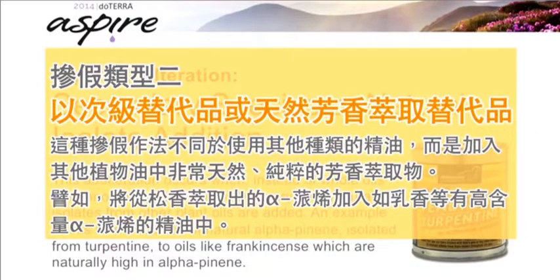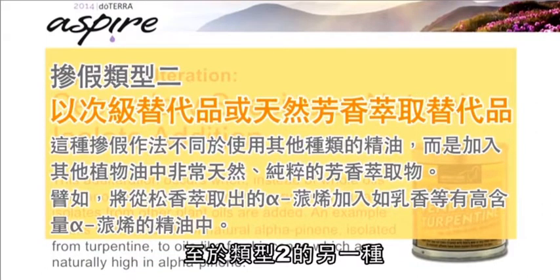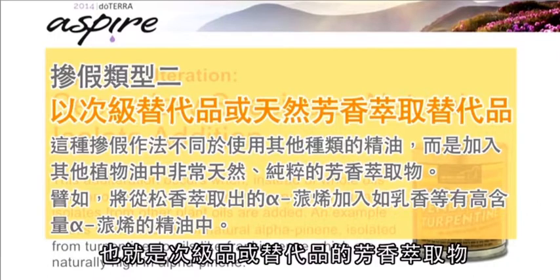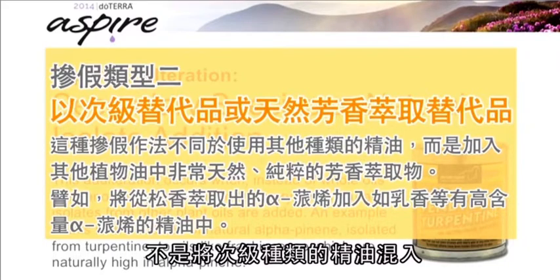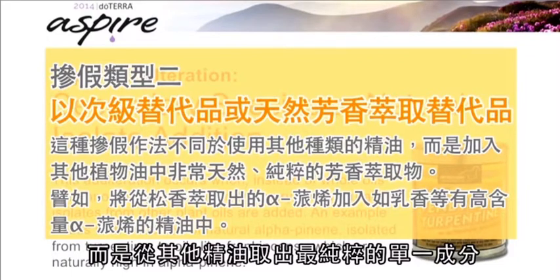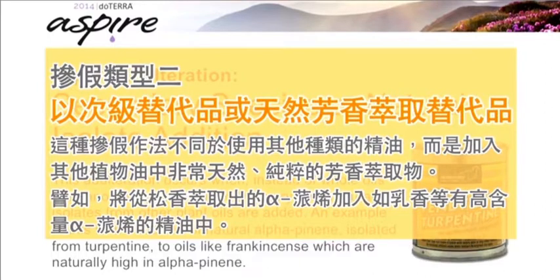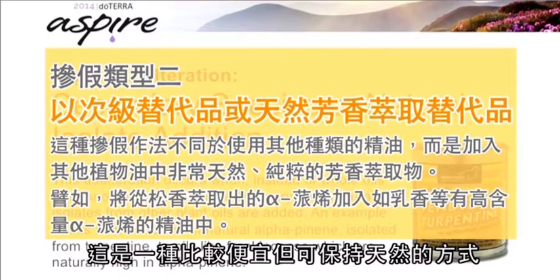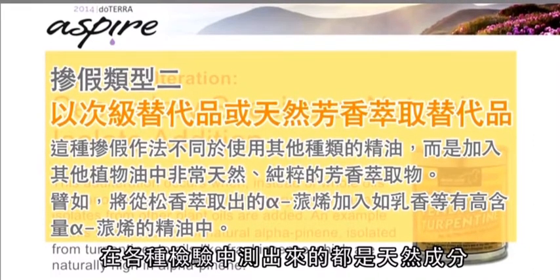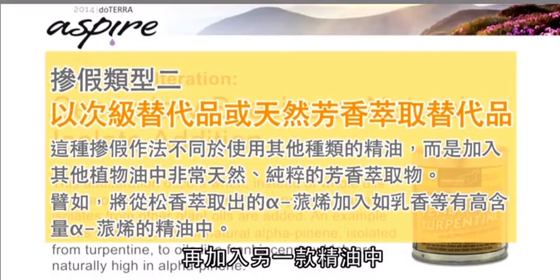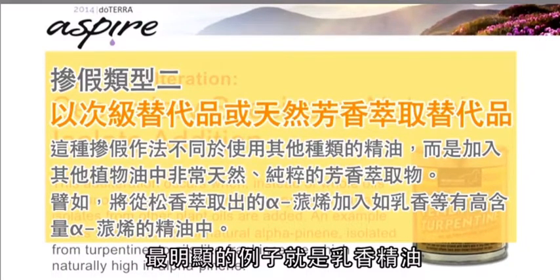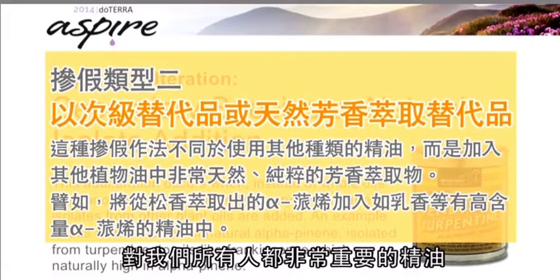Now, the other half of this type 2 adulteration, secondary species or natural isolate addition, is the case where the adulteration occurs when, instead of the whole oil from another species being added, a very pure single component that's isolated from another essential oil is added. It's something that's available cheaply, but it's still natural, will test natural in all of its respective tests. And that thing is pulled out, isolated, and then added to an essential oil. Good example of this is with frankincense oil. Very important oil to all of us.